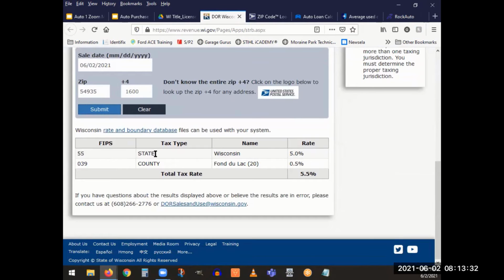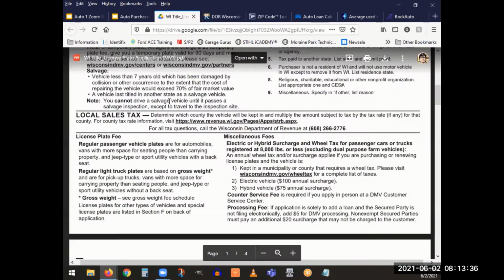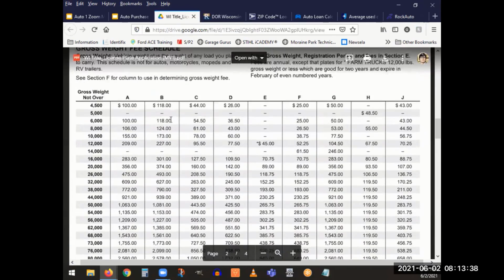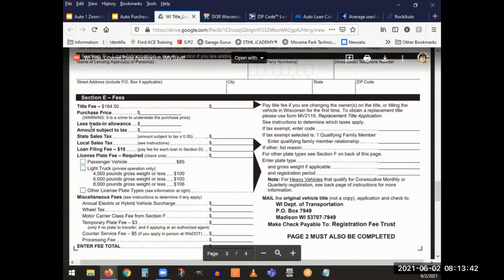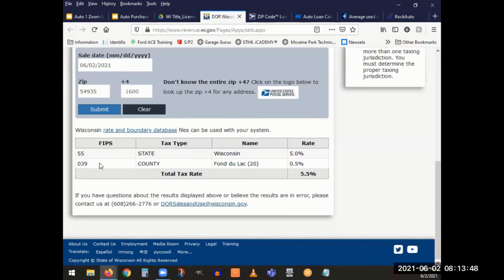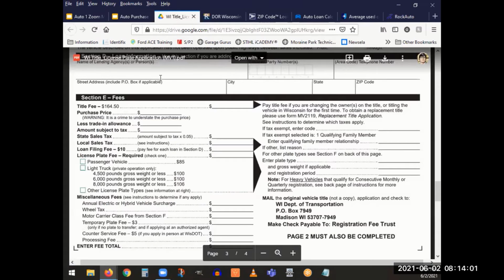Okay, so we got a 5% sales tax for the state, which we already knew about because it already listed that right here where it says state tax. We're already figuring out 5%. But in Fond du Lac, the county has a 0.5% sales tax. So the total is going to be 5.5%, which in all honesty is going to end up being pretty standard. Right, Dakota? Sure.